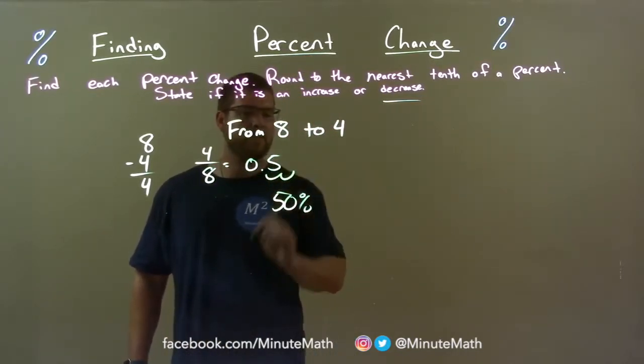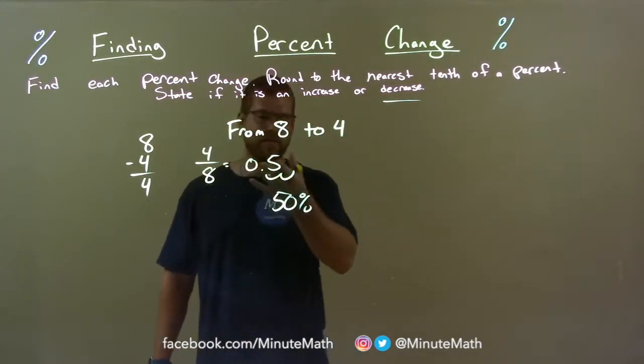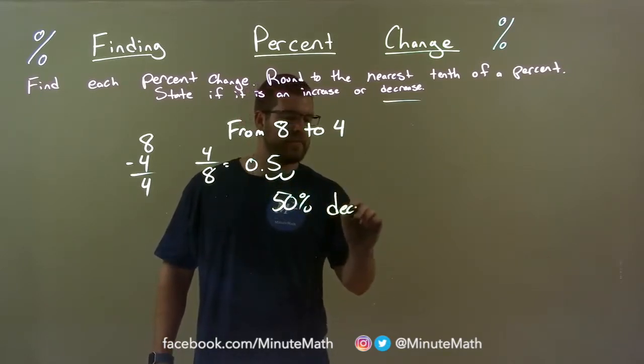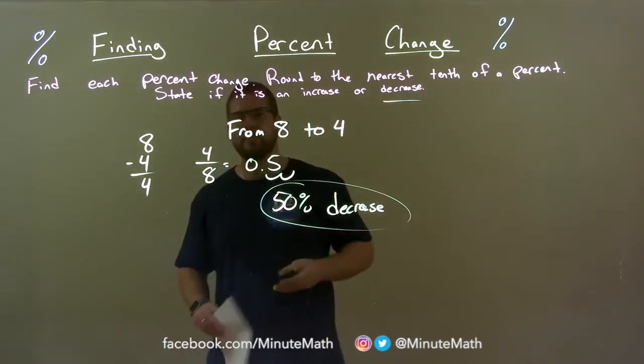Decimal place 2 spots to the right, 50%. Round to the nearest tenth, well, we don't even have a tenth because it was an exact decimal there. We know it was a decrease. And so we have a 50% decrease right there.